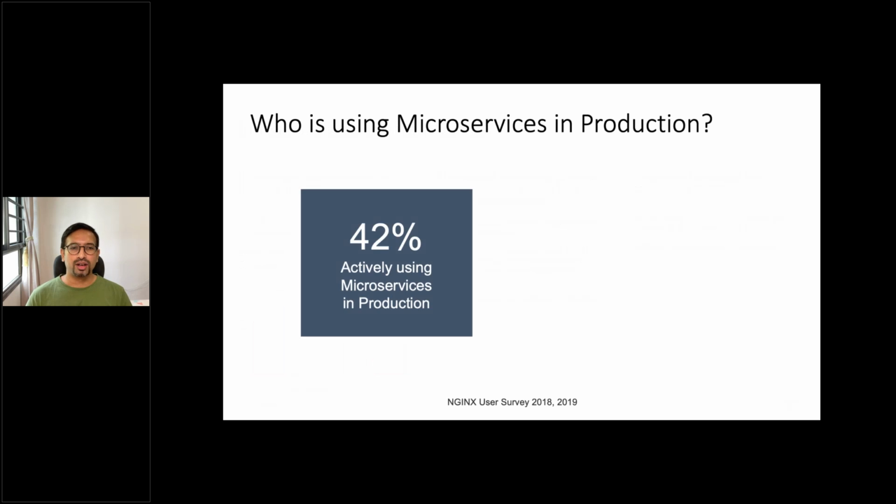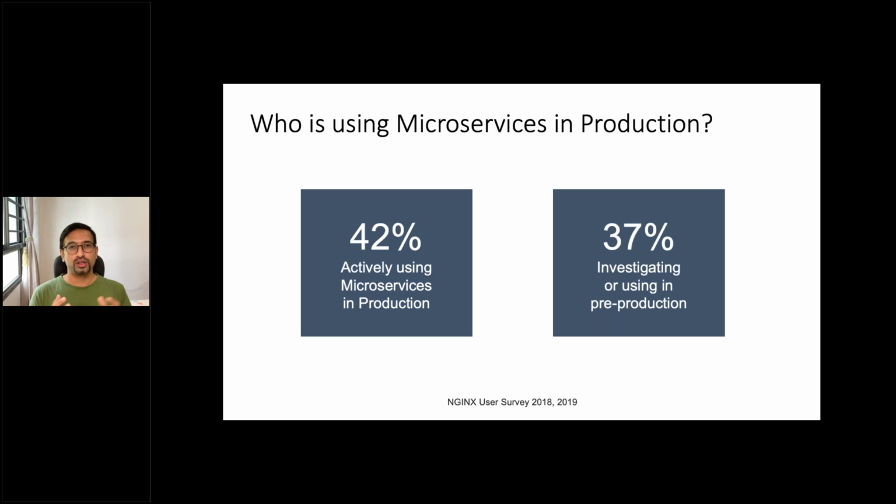Now, if we look at who is using microservices in production, based on the survey that NGINX did, we see that 40% of users are actively using a microservices architecture. They're building their applications using that and putting them in production, and almost 37% are planning to either build an application or migrate to a microservices architecture, moving towards a Kubernetes environment.